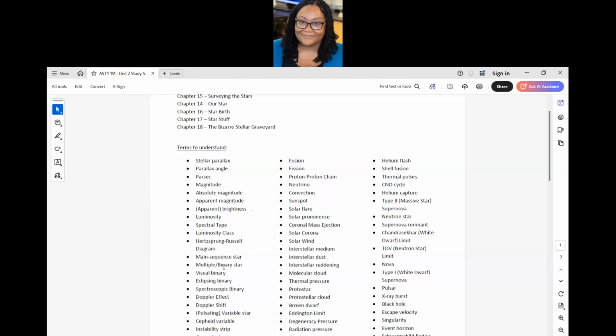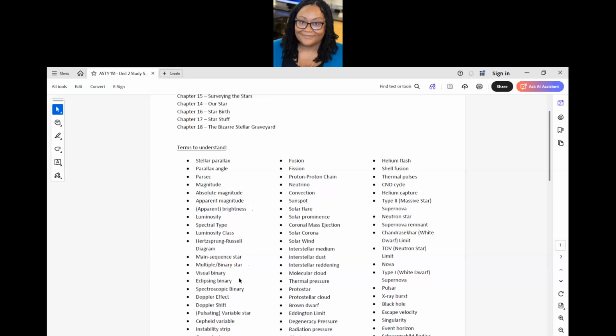Multiple and binary stars, this is just a term that we can use for stars that are grouped together in groups of either 2 or more. Binaries can be categorized as either visual, eclipsing, or spectroscopic, where there's not really an inherent difference between these binaries. The term just refers back to how they were discovered. So a visual binary is the case where we can actually see 2 stars orbiting some shared center of mass.